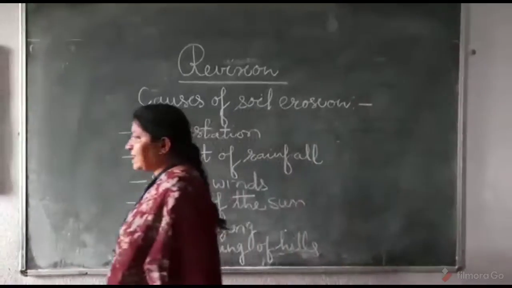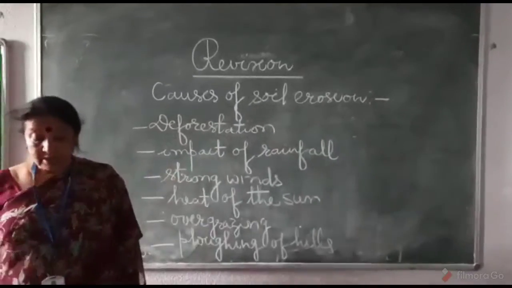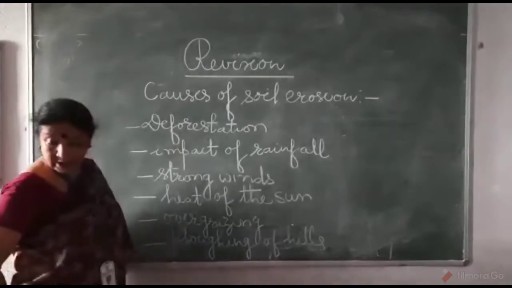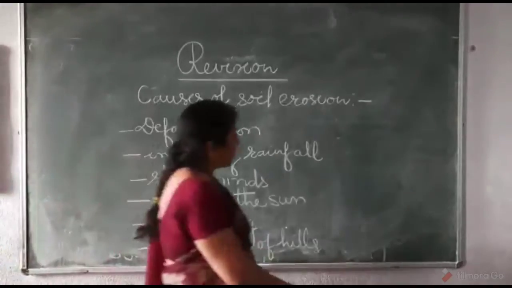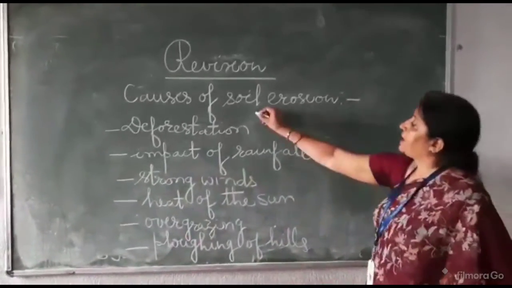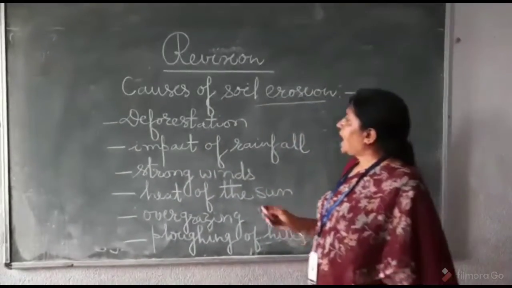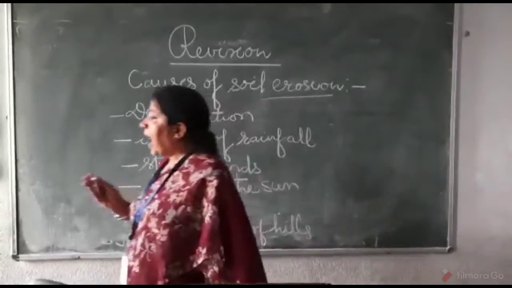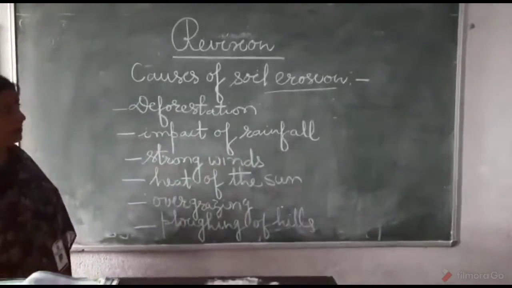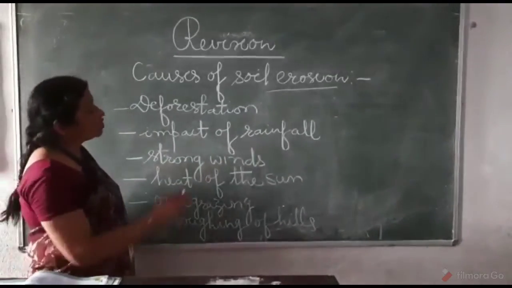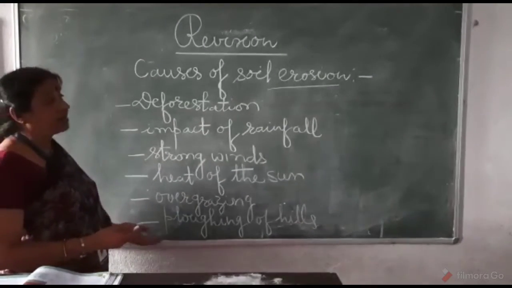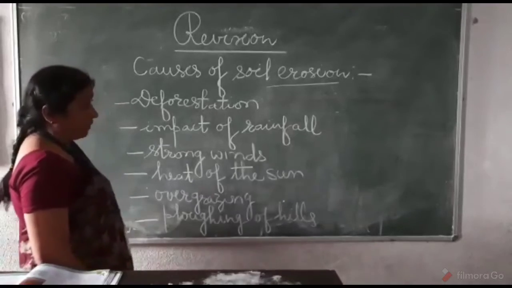Erosion. So what is soil erosion, children? The removal or washing away of the loose topsoil by the action of wind or rain is called soil erosion. But the question is, why do we talk about the topsoil? Because all of us know that the topsoil contains nutrients that are required for the growth of the plant.